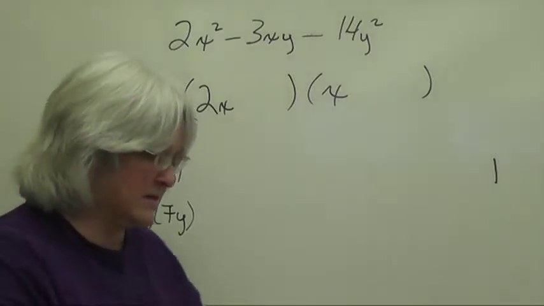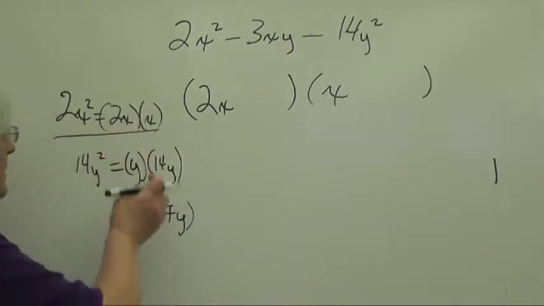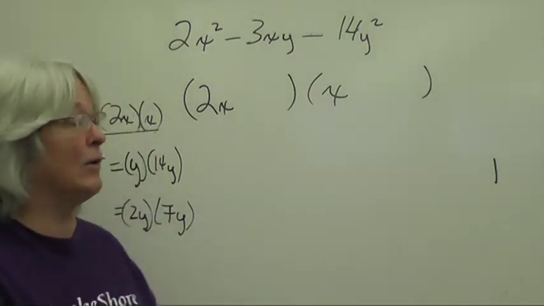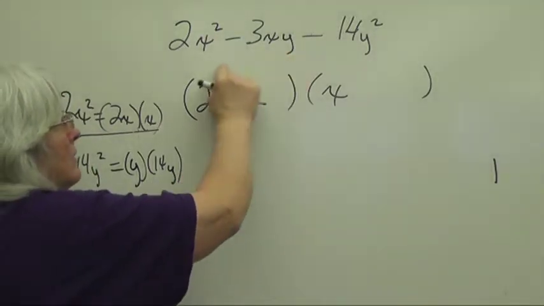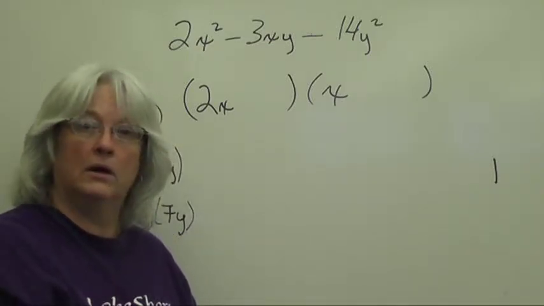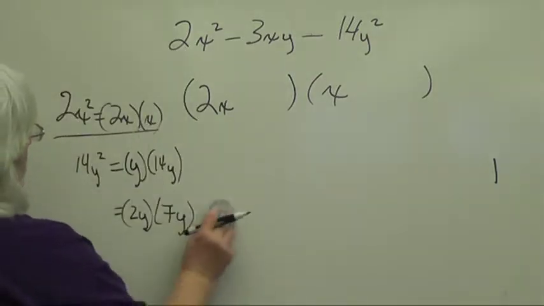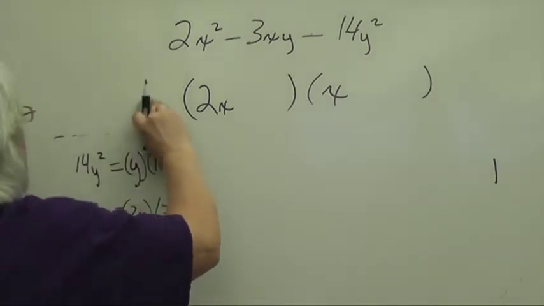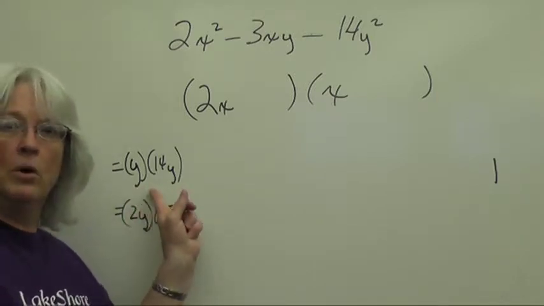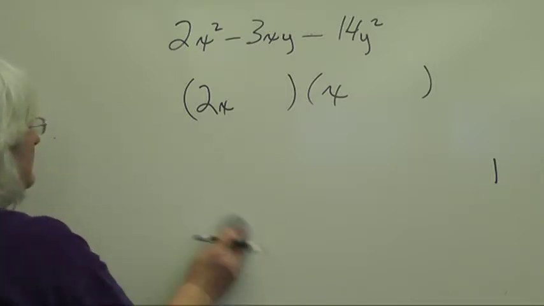Now let's see what your book says. We have to find the combination of factors so that when we add together our outer and inner partial products, they're equal to a negative 3x. So what possible combinations are there? Let's see. We already have our 2x times x. And we know that our choices are going to be 1y and 14y, or 2y and 7y. Let's just take a look and see.